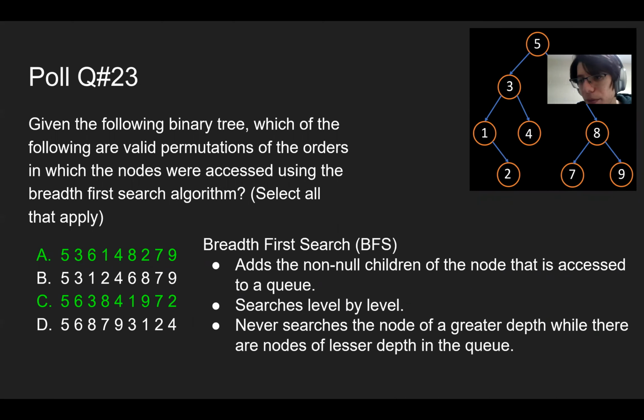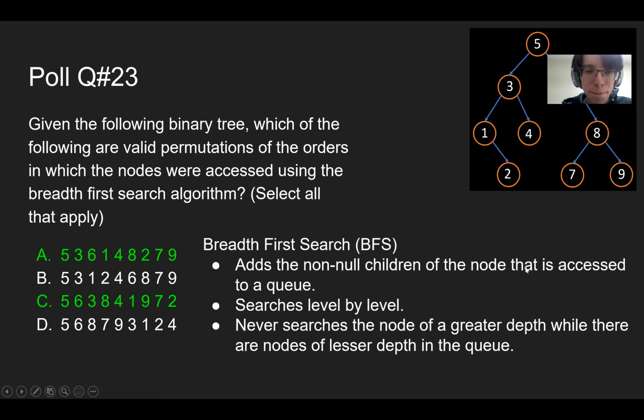The whole idea of breadth first is that it's level order. So we add the non-null children of the node that's accessed to a queue. We search level by level. You never search a node of greater depth. You never go further down the tree than you currently are. Anytime you're accessing a node, you must have visited everything above it already. That's just how BFS works. With BFS, you're not going to access something that's 5 away from your source before something that's 1 away. That's not how level order traversal works. That's what this last option is saying.